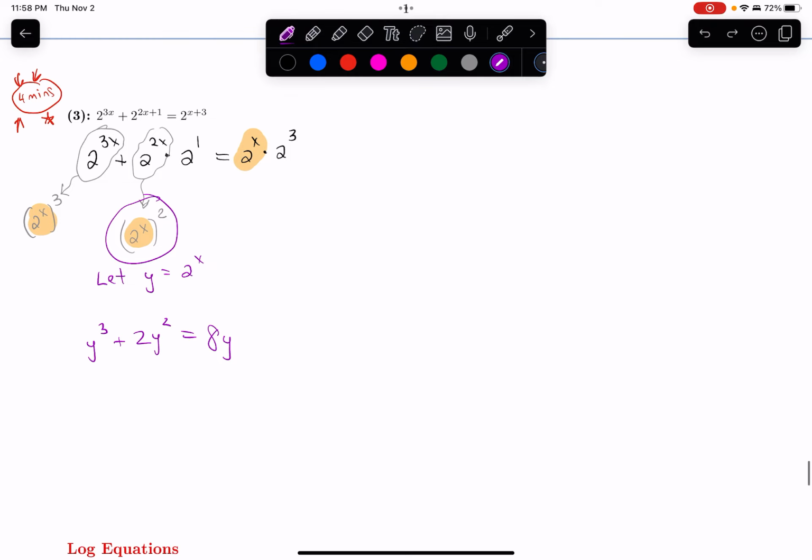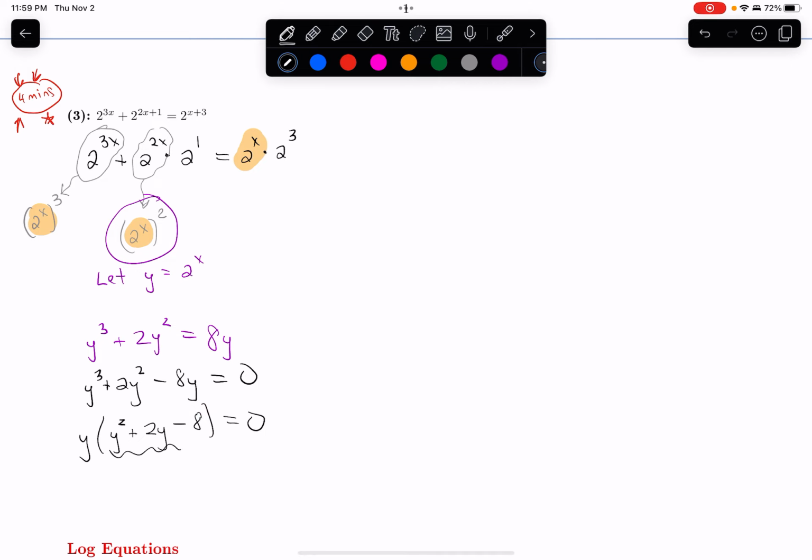So how do I go about solving this? I'll move all the terms to one side, so I'll subtract 8y over. I'll get y cubed plus 2y squared minus 8y, and that whole thing equals 0. Now I see that y is common to all the terms, so I can factor that out. That'll leave me with y squared plus 2y minus 8, and that whole thing equals 0.